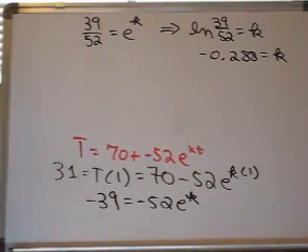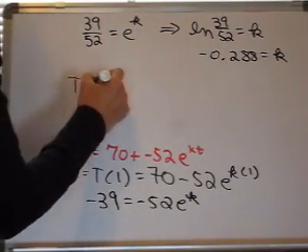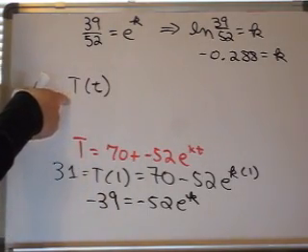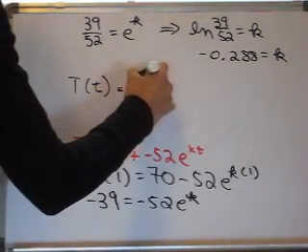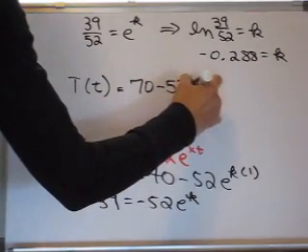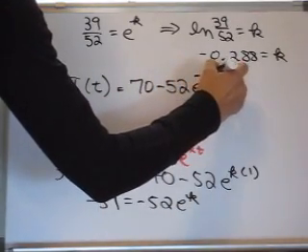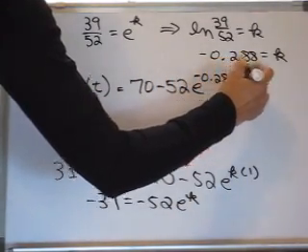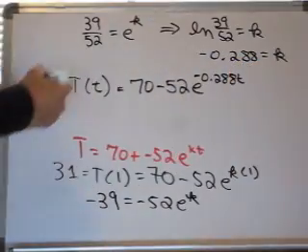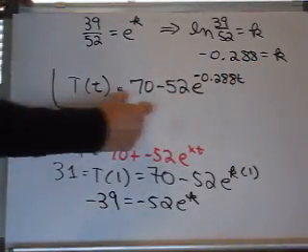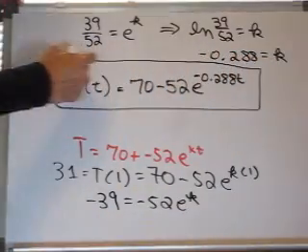And so the function T of t, which expresses the thermometer's temperature as a function of time, is equal to 70 minus 52 e to the negative 0.288 times t. And that's going to be the solution to part A.